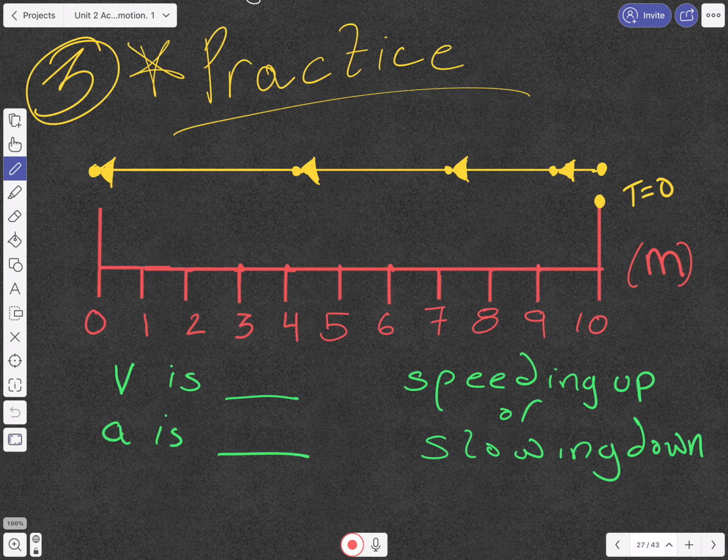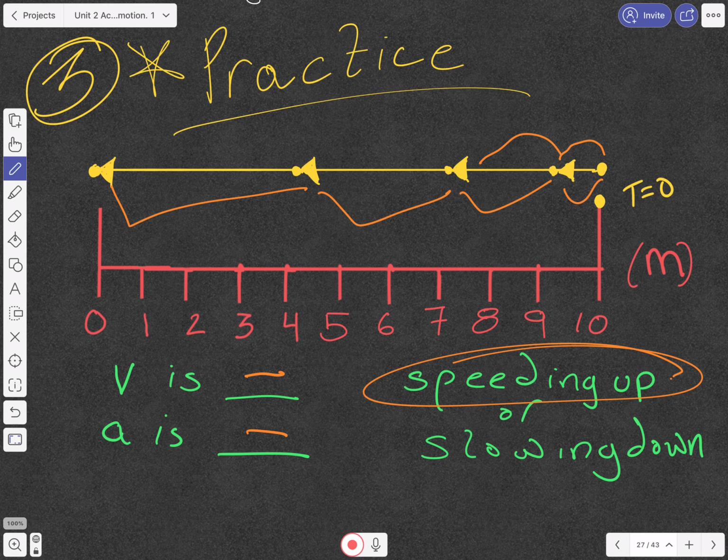So here is our practice 3. Now our first second starts here, and you can tell right here we started from a stopped position. Then we have a velocity in this direction, which would make it in the negative direction. And once again, you can see that these arrows are getting longer in the negative direction. So our acceleration is negative, which means our object is speeding up.